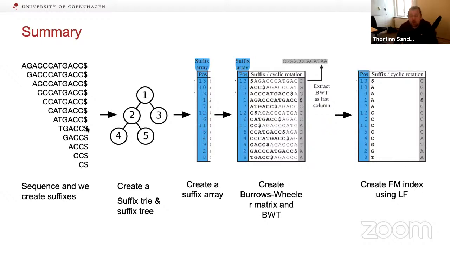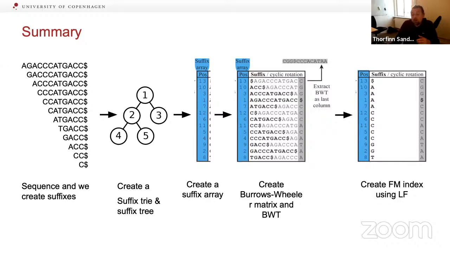It's incredibly confusing the first time you see this. It's also difficult to explain. The way it works is that it lists all the suffixes. Then you create the Burrows-Wheeler matrix based on all these suffixes. Then you extract the last column. That's the Burrows-Wheeler transform of your original text. Then you create your FM index, which is the occurrence table and the C table, and that's all the information you will need in order to rebuild your original sequence.